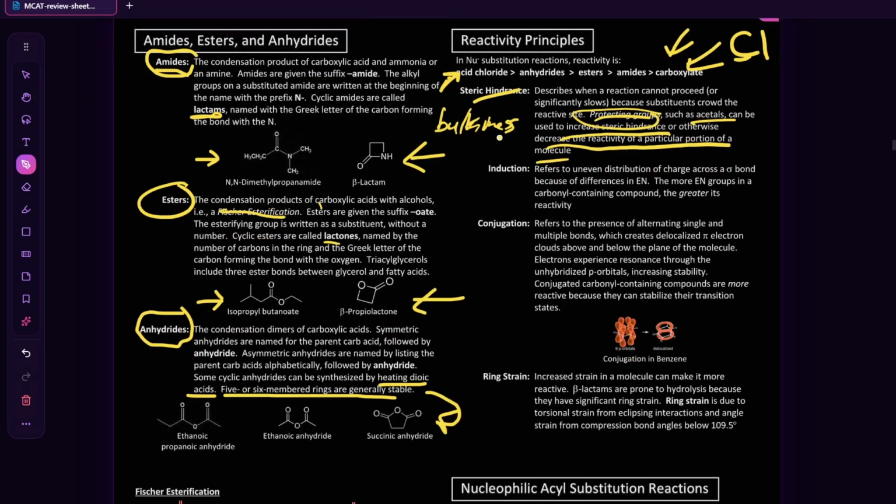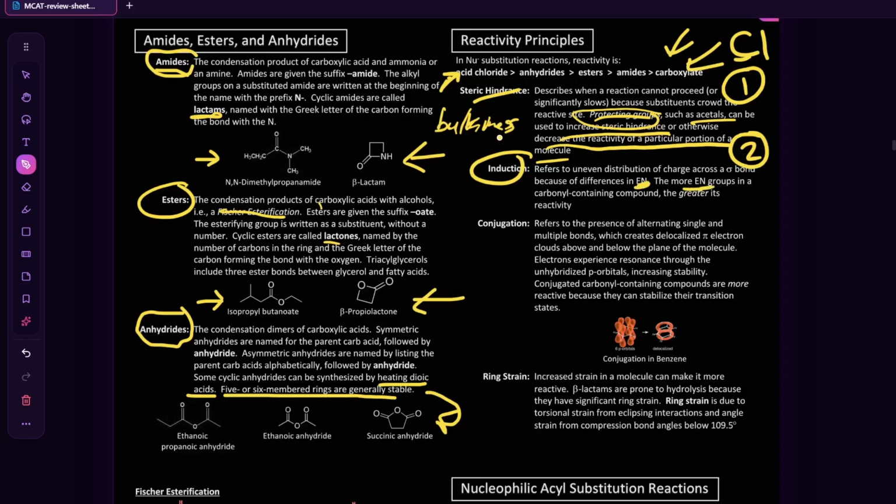Induction is another factor. So this is factor 2 now. And so induction is an uneven distribution of charge across a sigma bond caused by electronegativity differences. So the more electronegative groups attached near a carbonyl, the more inductively electron-withdrawing pull on that carbon, right? And then the greater its reactivity, because that carbon becomes even more electron poor and electrophilic.